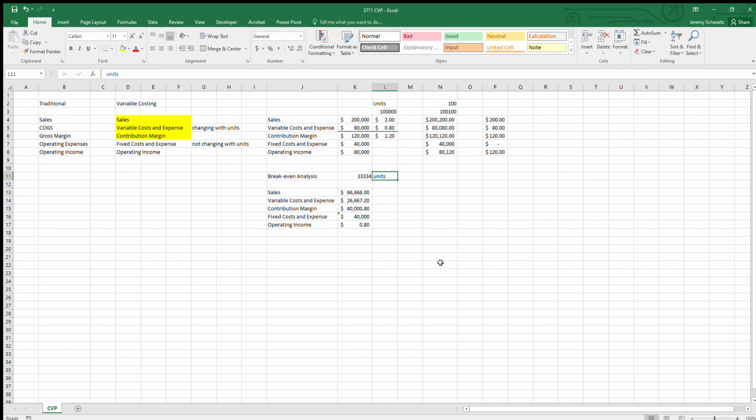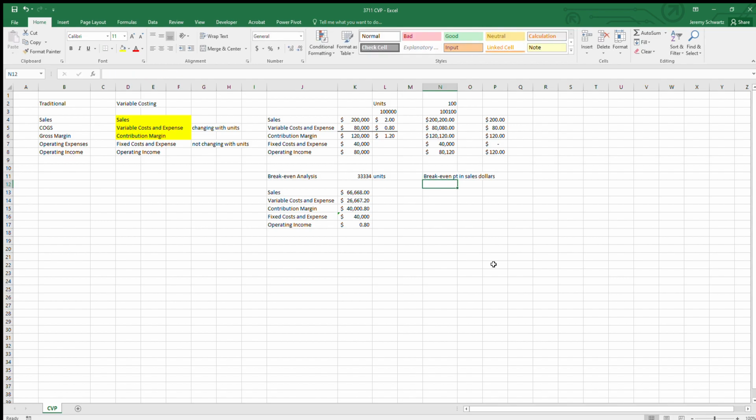Sometimes you'll see this expressed in terms of, so this is break-even point in units. So again, this would be the fixed costs and expenses divided by the contribution margin per unit. So we would also have our break-even point in sales dollars.